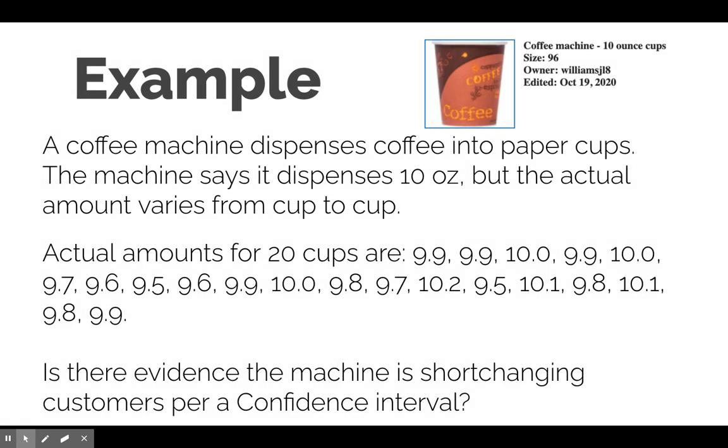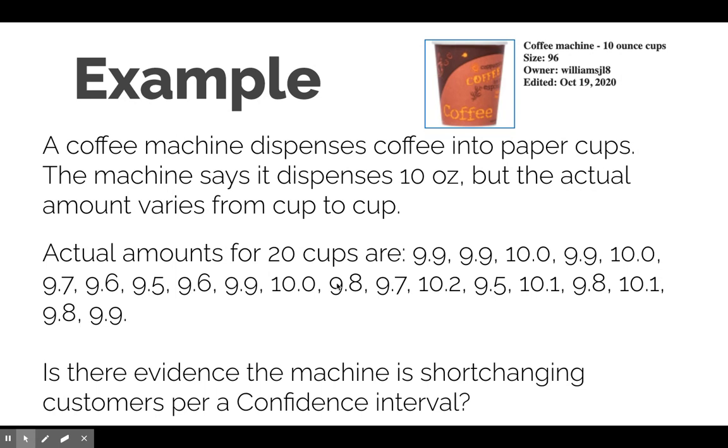Okay, so I want to look at an example because sometimes with means they like to give the raw data. So a coffee machine dispenses coffee into paper cups. The machine says that it dispenses 10 ounces, but the actual amount varies from cup to cup. So here are the actual amounts for 20 cups. Is there evidence that the machine is shortchanging customers per a confidence interval?